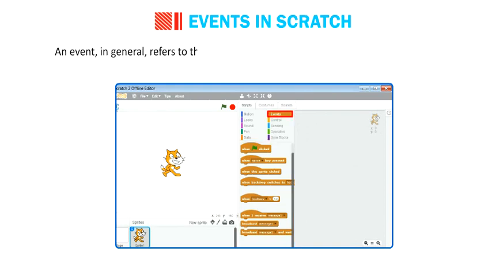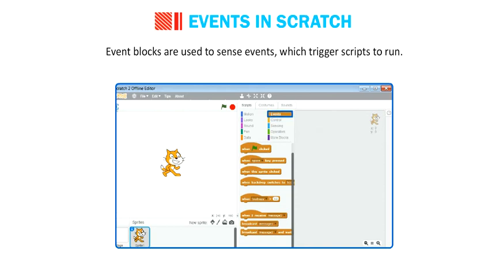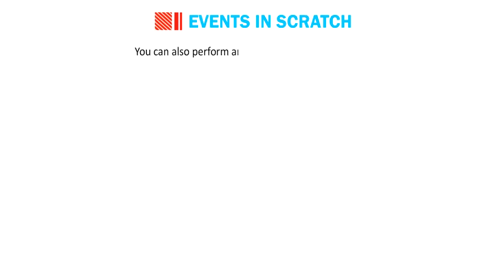An event, in general, refers to the occurrence of some action that a computer recognizes. Event blocks are used to sense events which trigger scripts to run. For example, a sprite moves when the green flag is clicked. You can also perform an action by using other events.